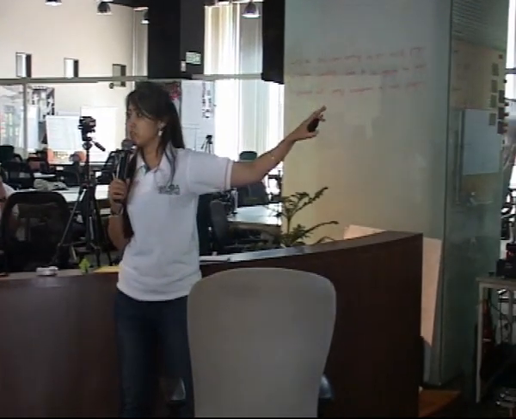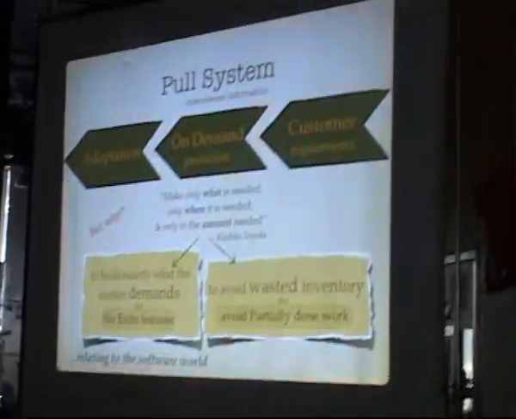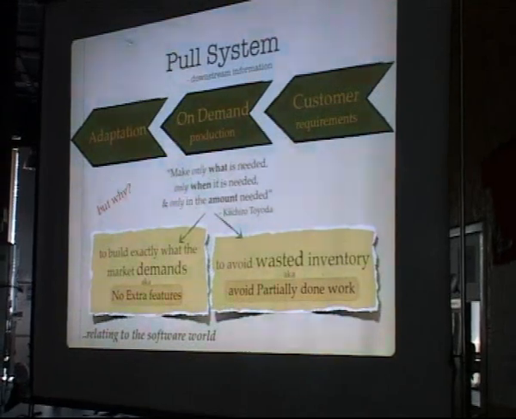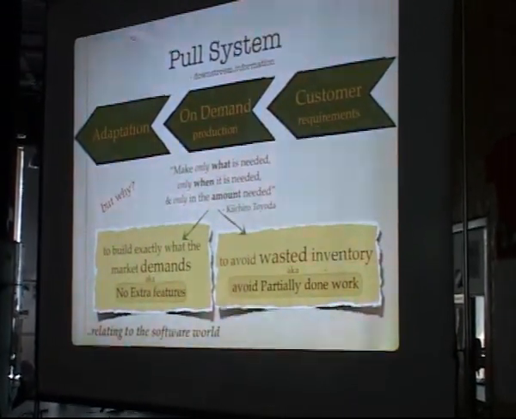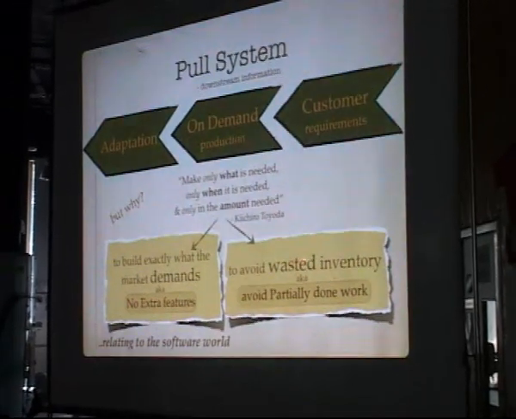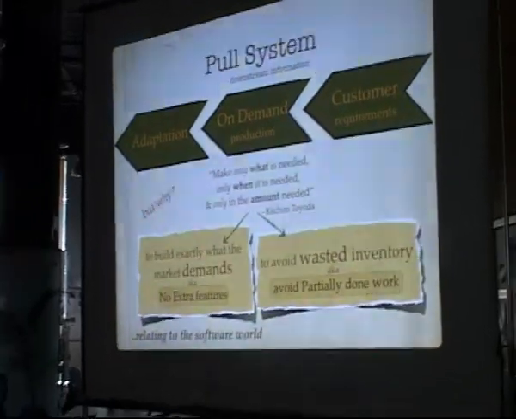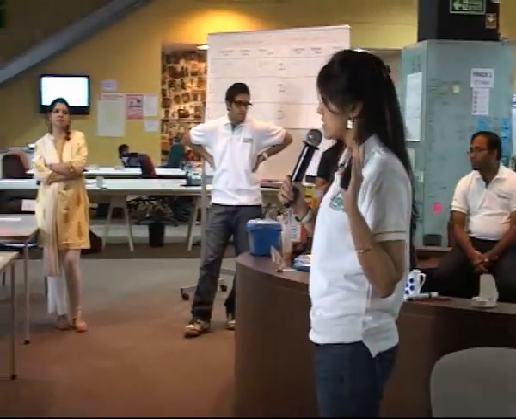But why are we doing this? This system is called pull. Let's understand why we're doing this. We're doing it to build exactly what the market demands. Relating it to software, no extra features, right? No fancy features that the users are not going to want. Similarly, to avoid wasted inventory, no partially done work. So what do you think this inventory was? Essentially work in progress, right? So many times our requirements are work in progress, and it's essentially a waste.